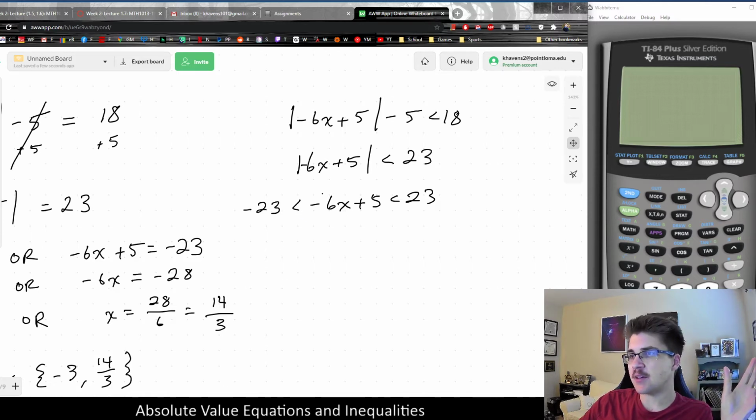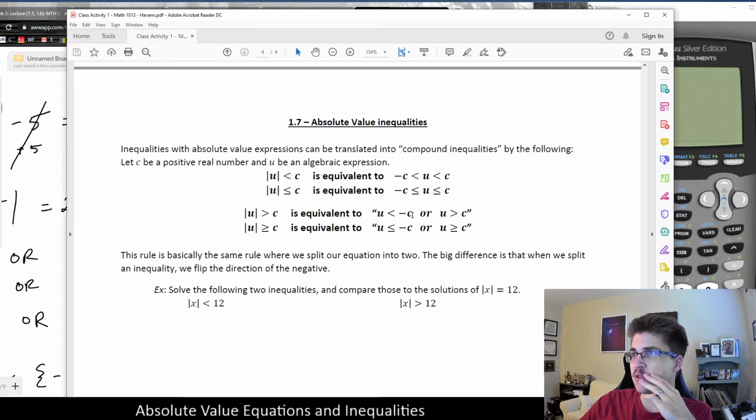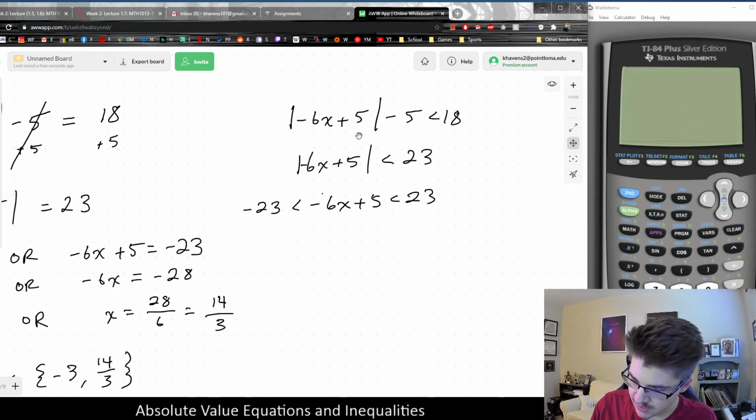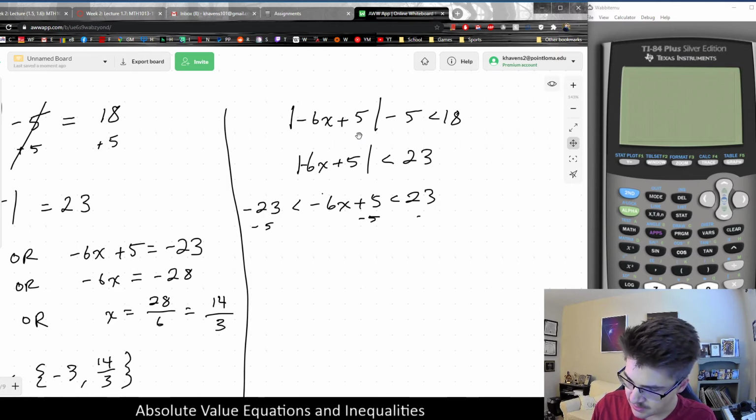But basically, I apply the equivalency, which says to put your u, which is the inside of the absolute value, in between plus or minus c, where c is just whatever is on the other side, which was 23 here, and u is going to be negative 6x plus 5. So u goes in the middle, 23 minus 23. And now I'm going to solve it as we did before. So I could subtract 5 from all three sides. Let me draw a little line here to get the x term by itself, which would leave me with negative 28 less than negative 6x less than 18.